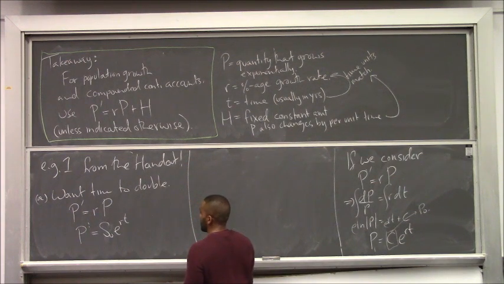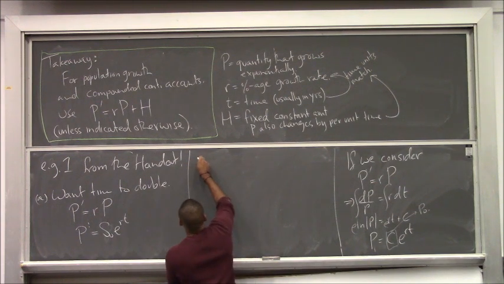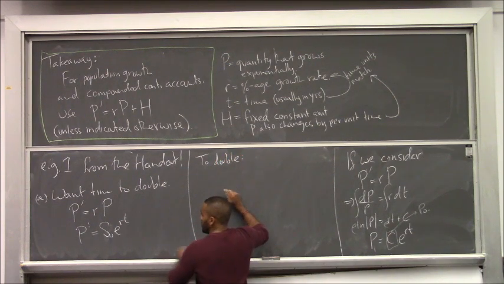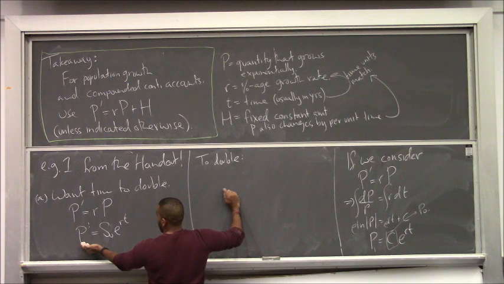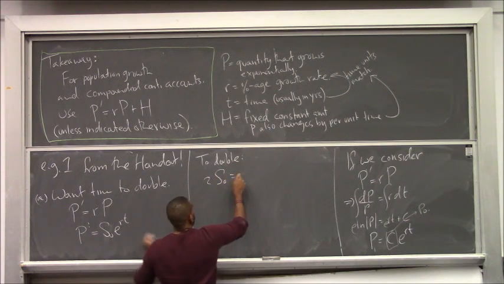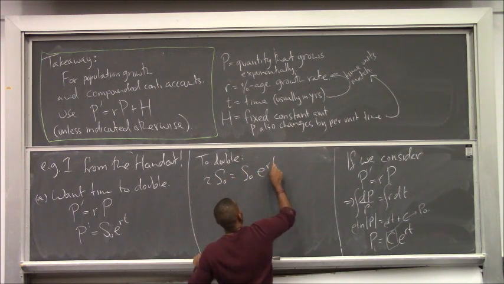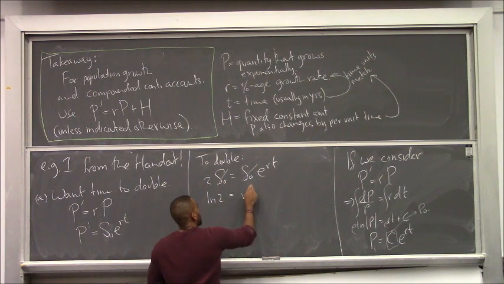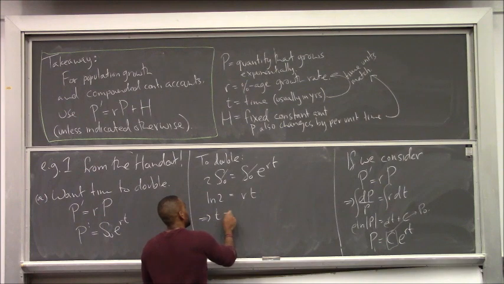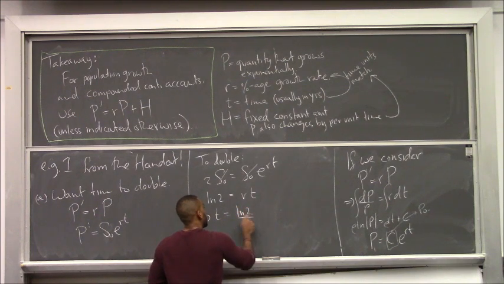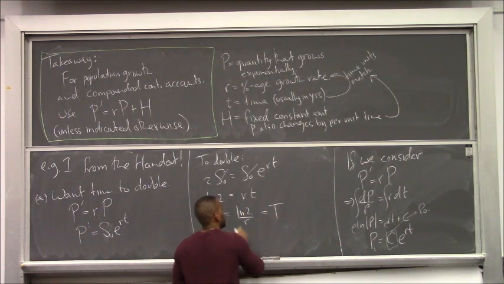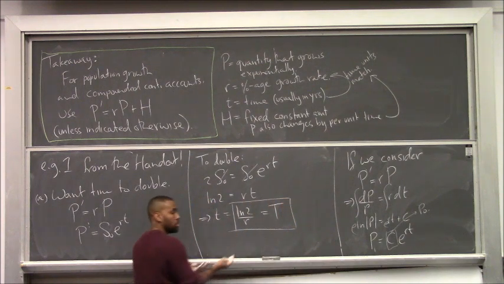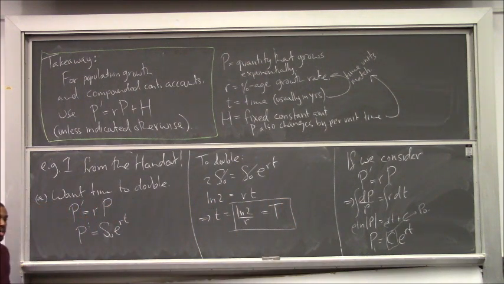So now you want to find the time to double. That means what should this over here be? 2S naught. Divide both sides by S naught. You take ln of 2. That's equal to RT. So your T equals ln 2 over R, or what they call big T in this question. That's it.